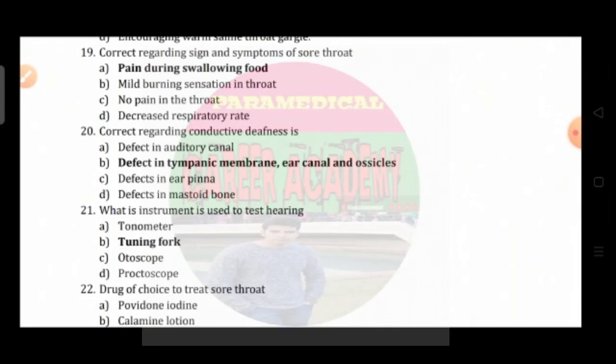Question number 19: Which is correct regarding signs and symptoms of sore throat? Option A, pain during swallowing food. Option B, mild burning sensation in throat. Option C, mild pain in the throat. Option D is decreased respiratory rate. So the correct answer is option A.